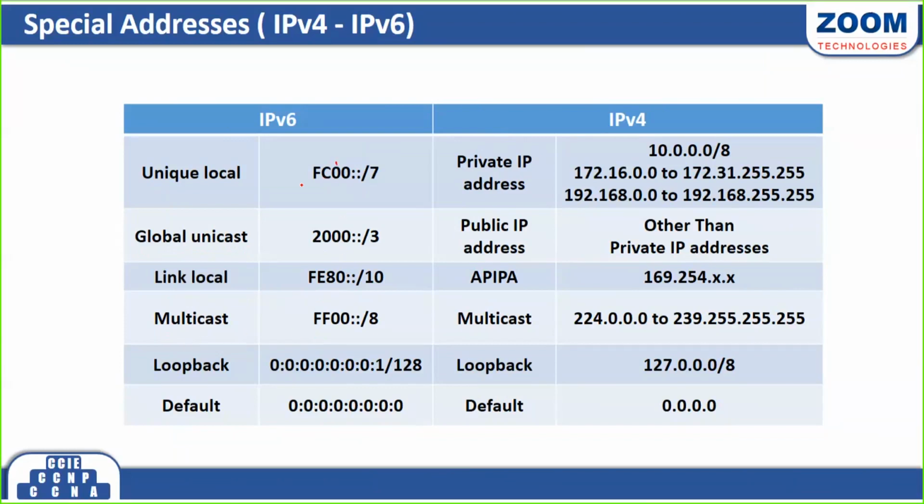By seeing these numbers, we need to remember them. If any IPv6 address starts with FC, that is unique local, similar to private IP. Any IPv6 starting with the 2 series is a global unicast, which is similar to a public IP address. Clear?